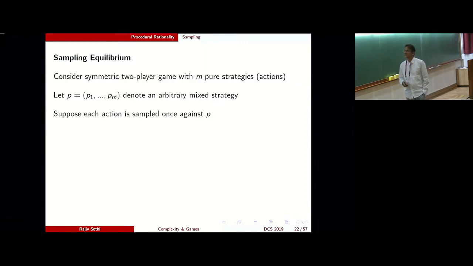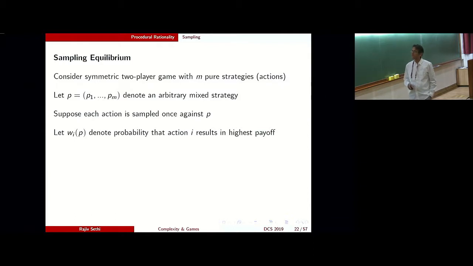And suppose that each action is sampled once. So suppose that my opponent is playing this mixed strategy. You can interpret it as my opponent is drawn from a population in which a proportion P1 is playing action 1, P2 is playing action 2, etc. But you don't need to interpret it that way. Just suppose that I play this game, I try each of my M actions once, and my opponent every single time is an independent draw from this distribution P. Okay? Let Wi of P denote the probability that action i results in the highest payoff.